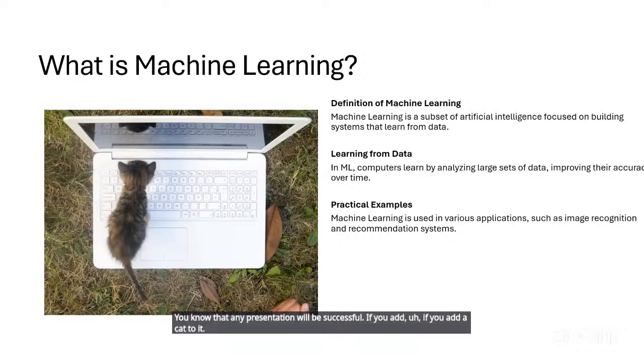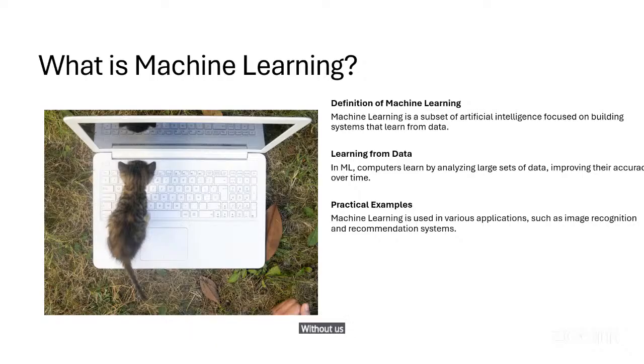So what is machine learning? Machine learning is a type of artificial intelligence that allows computers to learn from data, but not only learn from data, also improve their performance over time, without us programming them explicitly for every task that needs to be performed.